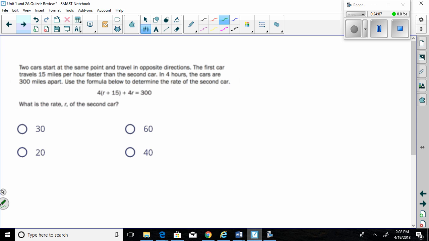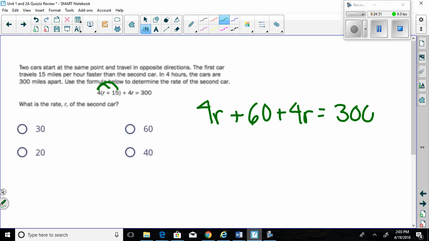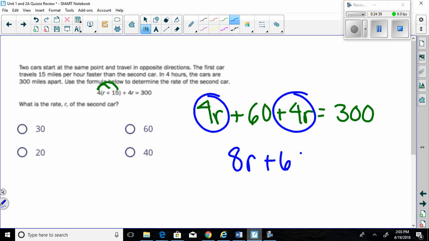All right, this one. I think we only have 2 left, right? If you're having a little brain fart, what could you do with your answer choices? Plug them in and figure out which one works. Or let's do it the old-fashioned way. What is 4 times 15? Plus 4R equals 300. Then add 4R and 4R. 8R plus 60 equals 300. Subtract 60 from 300. 8R equals 210.